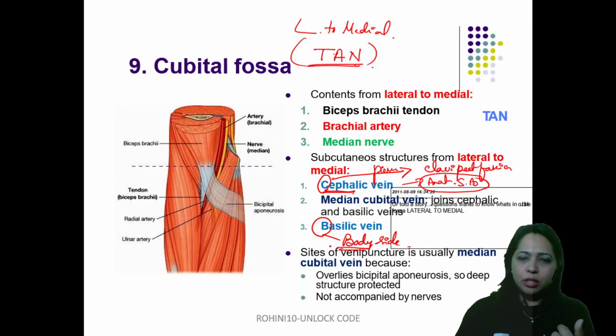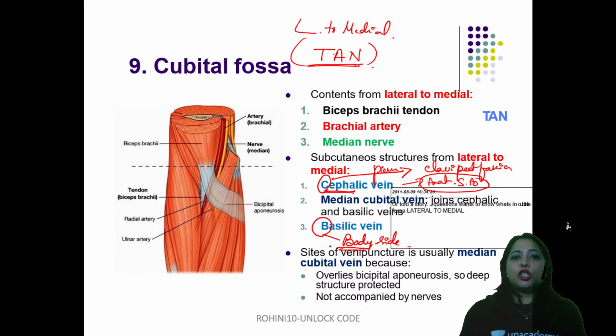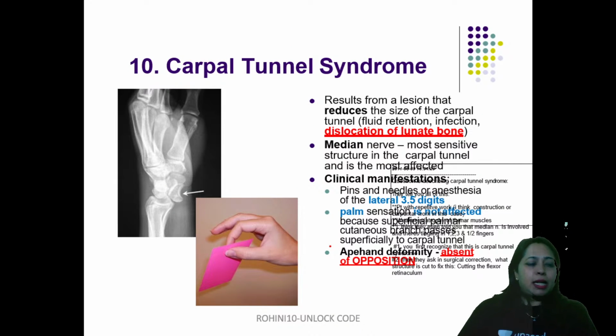The other reason is that it is not accompanied by any nerve. So there is no question of damaging any nerve beside it. There are no nerves around it. So the best way to take a blood sample is by venipuncture on the median cubital vein. That is the choice.